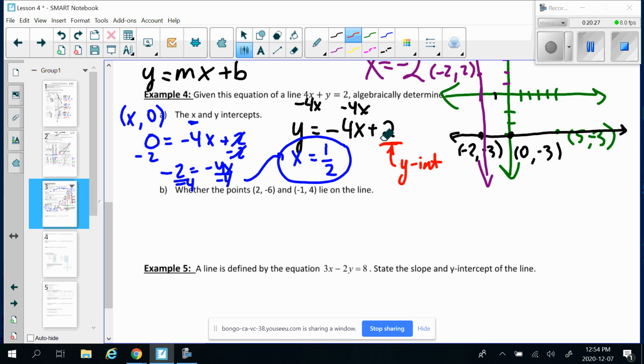So unfortunately, as nice as y equals mx plus b is, it tells you the slope, it tells you the y-intercept, but it will not tell you the x-intercept. So to do that, you actually have to plug in 0 for y and solve for x.